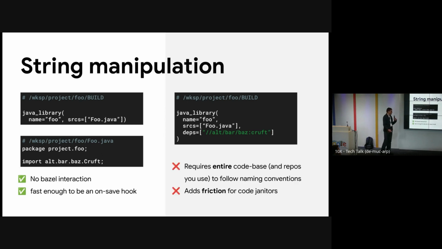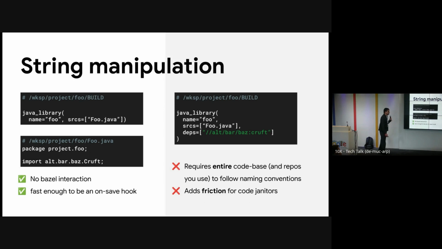So what's wrong with this? The problem is it requires your entire code base to satisfy this condition, right? So you need to guarantee that every alt bar baz craft.java is present in that particular location, which may not be possible if you have third-party dependencies, because you don't control the code which you import, and you cannot rewrite things. And we know people like to use sources equal to glob. If you glob everything together, then clearly these things won't help.